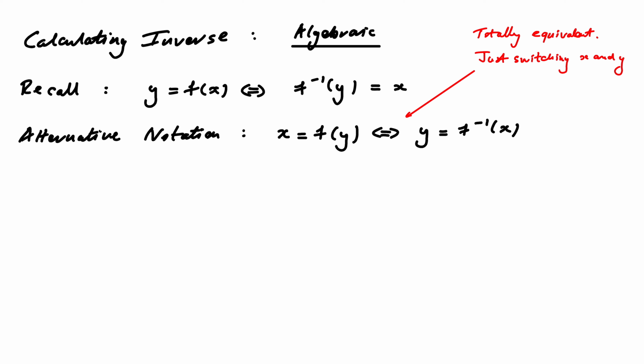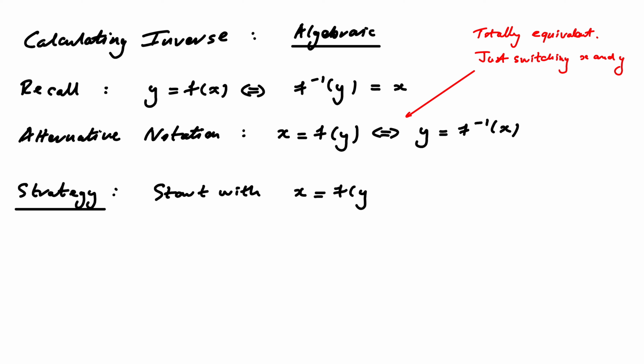So here's an algebraic strategy to find an explicit formula for the inverse. Start with x is equal to f of y. So basically write down your function but flip the x and the y, and then use algebra to solve for y. So all of the tools I've been building up throughout the course. That's the basic strategy.